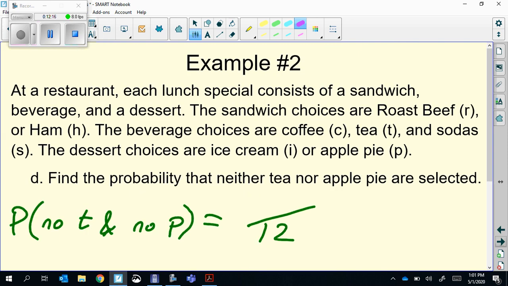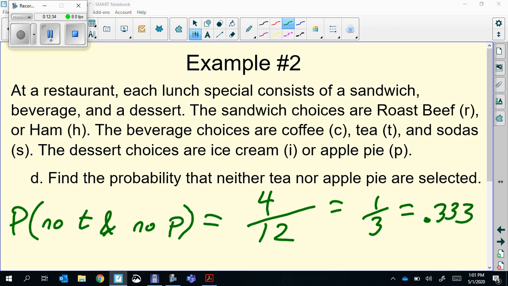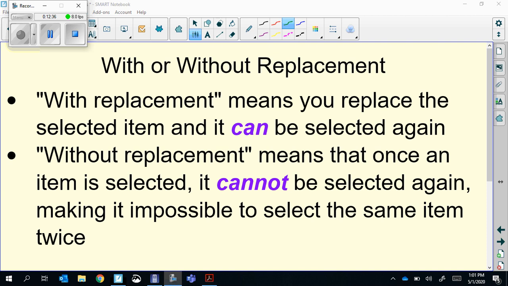So our probability, we have 4 that do not have T, and they also do not have P. That's 4 out of 12, which reduces to 1/3, which is 0.333. All right, another big idea that comes with probability is whether or not you replace. So once you take out an object, once you've selected it, can it be selected again?